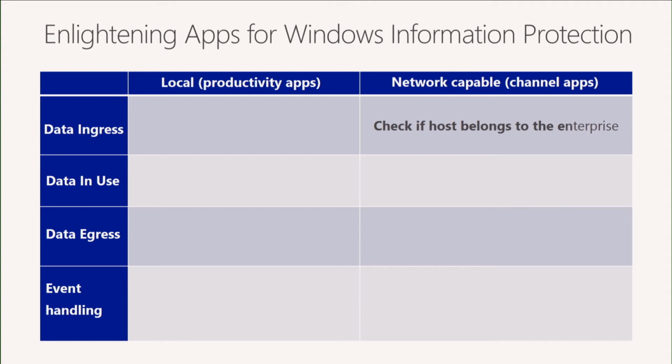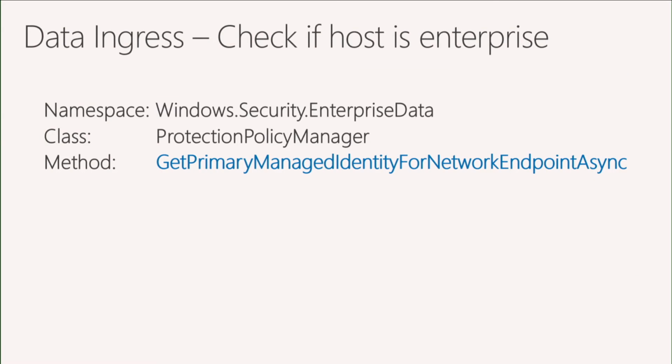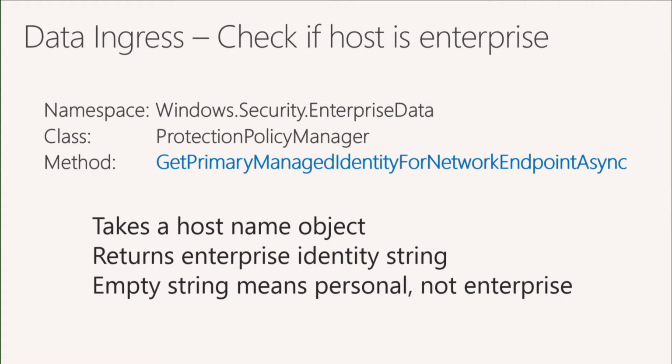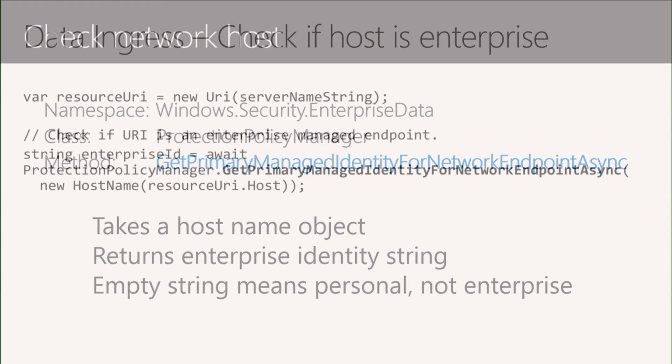On the network side of things, when data's coming in, to check if a host is enterprise, we have this very long API. Get primary managed identity for network endpoint async. Don't blame me. That's just how the policy works when you go to the star chamber. I abbreviated this as GPM if NIA to be funny, and people started using it because it's faster to say. Anyway, it takes a hostname object, returns an enterprise identity string, and of course, if it's empty, it's personal.